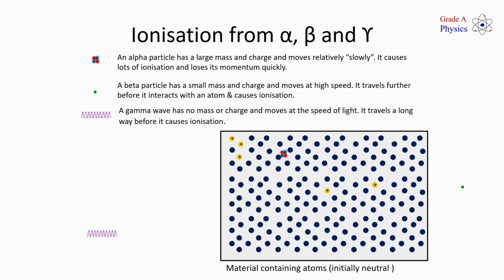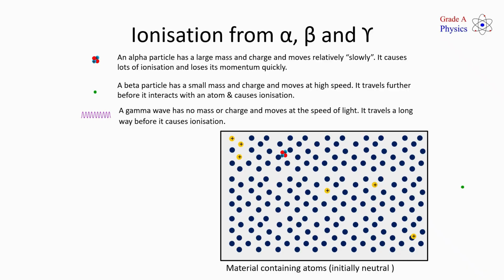Finally, we have gamma radiation. This has 0 mass and 0 charge, and it travels very, very quickly at the speed of light. So it passes through most of matter and doesn't really interact with matter at all. So it travels much further before it causes ionization. So it's got a larger range.